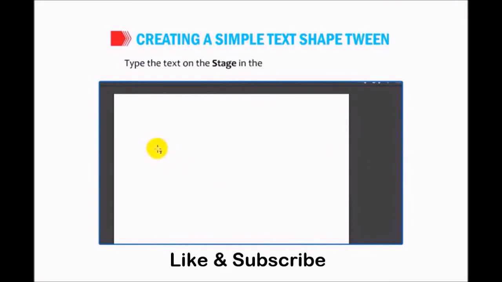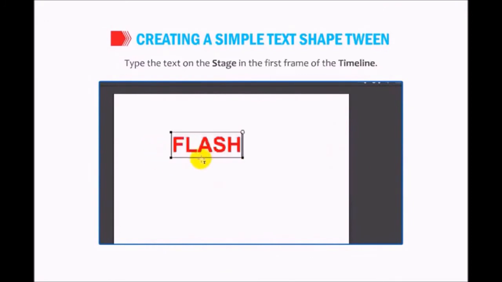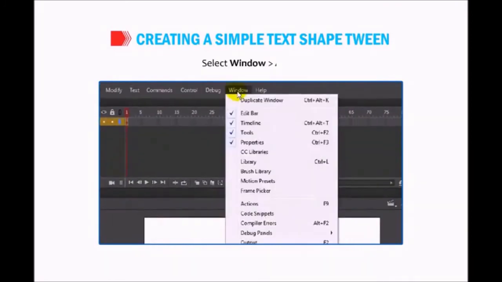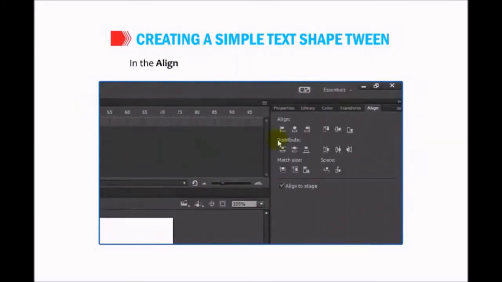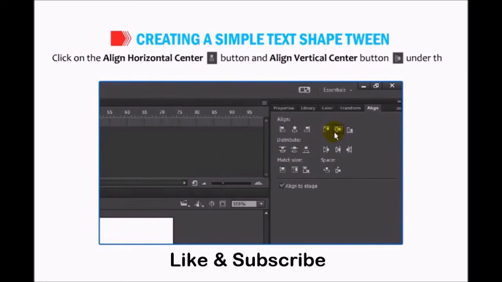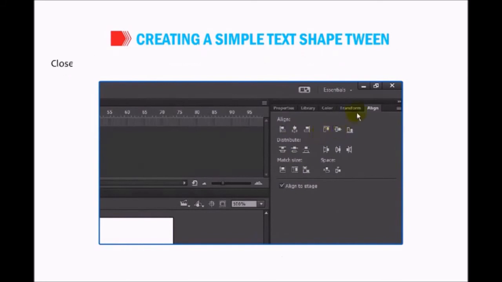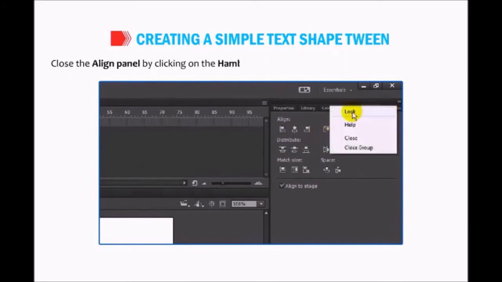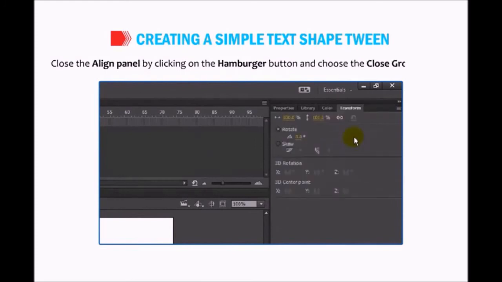Type the text on the stage in the first frame of the timeline. Select Window, then go to Align. In the Align panel, select the Align to Stage checkbox. Click on the Align Horizontal Center button and Align Vertical Center button under the Align section. Close the Align panel by clicking on the hamburger button and choose the Close Group option.